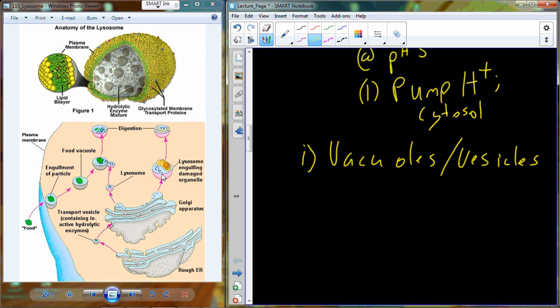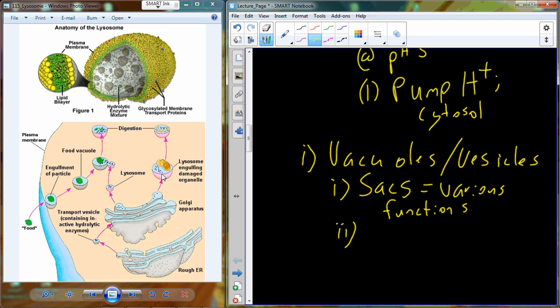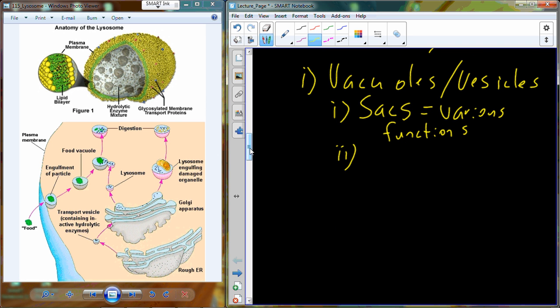The cell also will exhibit vacuoles and vesicles, and these have already been mentioned. I use the term transport vesicle. That's a specific type of vesicle. And basically, the vacuole or the vesicle is a membrane-bound sac that has various functions. And we differentiate the function by adding on things like transport vesicles. So this is going to be used to move materials around the cell and to move materials across the cell membrane. Another example is the food vacuole.